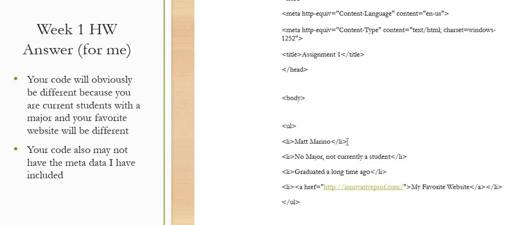My first bullet is my name. Second bullet, I indicate that I'm not currently a student and therefore have no major. My third bullet, I indicated I graduated a long time ago. And the link to my favorite website is actually the link to my professional website, innovativeprof.com. You will notice that the unordered list is closed at the end of our statement of listed bullets. Again, as a reminder from last week, UL stands for unordered list, OL stands for ordered list when using tags within HTML.